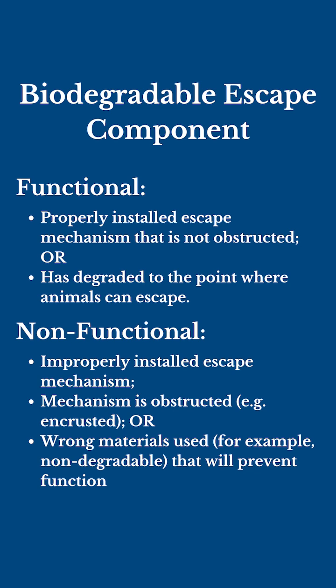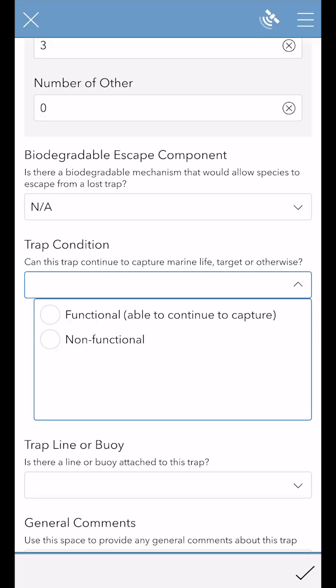Functional is characterized by a properly installed escape mechanism that is not obstructed or has degraded to the point where animals can escape. Non-functional is characterized by an improperly installed escape mechanism or a mechanism that is obstructed, for example, encrusted, or has wrong materials used, for example, non-degradable, that will prevent function. Trap condition. Can the trap continue to capture marine life, target or otherwise? If yes, select functional. If no, select non-functional.